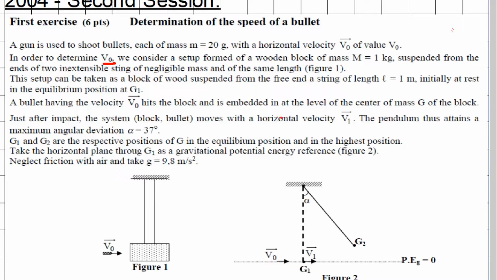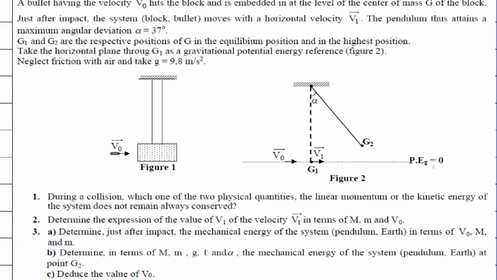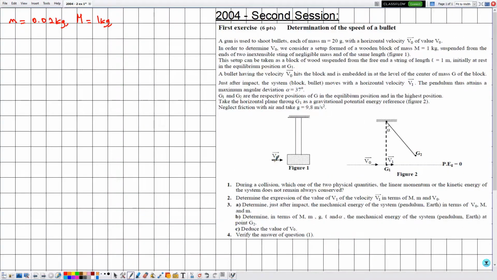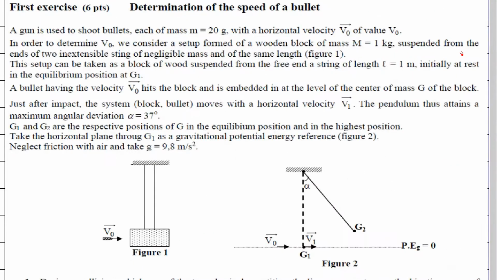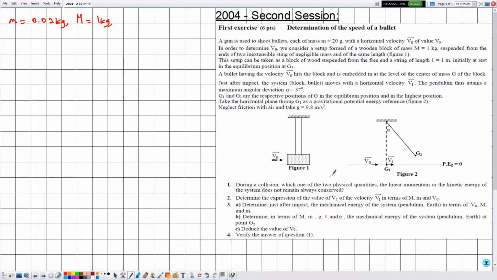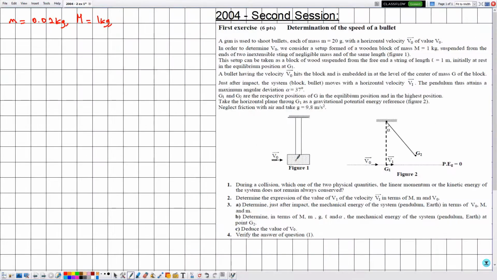We consider a setup formed of a wooden block of mass capital M equal to 1 kilogram. Here the mass of the bullet is 20 grams and the mass of this block is 1 kilogram, suspended from the ends of two inextensible strings of negligible mass and of the same length, figure 1. In this figure we can see the bullet directed toward the block before impact, or before collision.